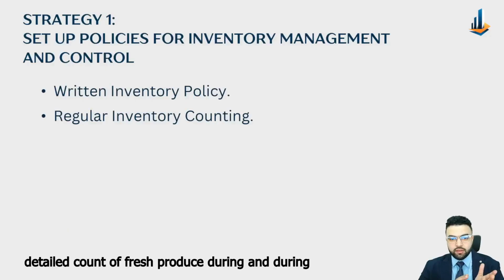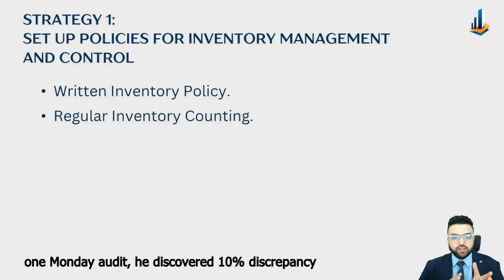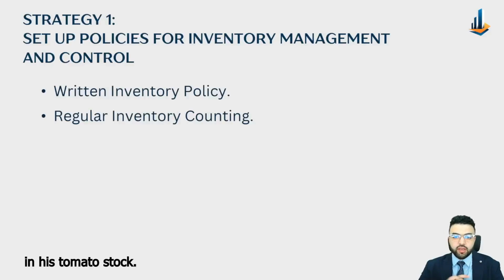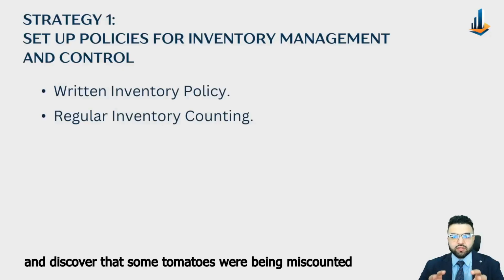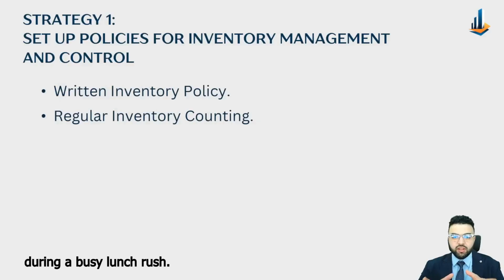During one Monday audit, he discovered a 10% discrepancy in his tomato stock. This early detection allowed him to investigate and discover that some tomatoes were being miscounted during a busy lunch rush.